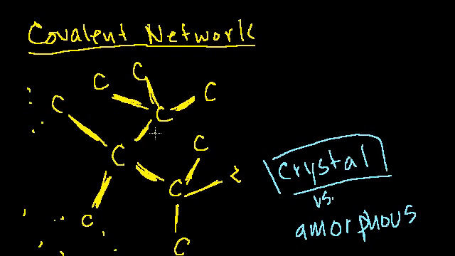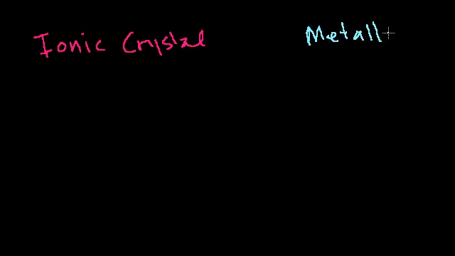Now the next two, and it depends on your special cases, are I guess the next most solid version of a solid, and it depends which case you're talking about. One are the ionic crystals. And I'll do them both here because one isn't necessarily the next. And the other is the metallic crystal.